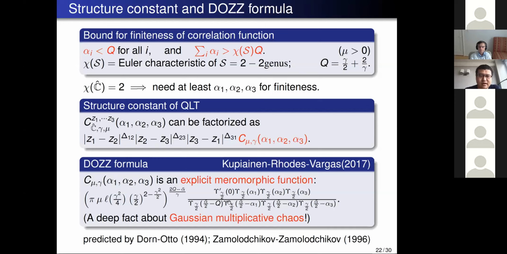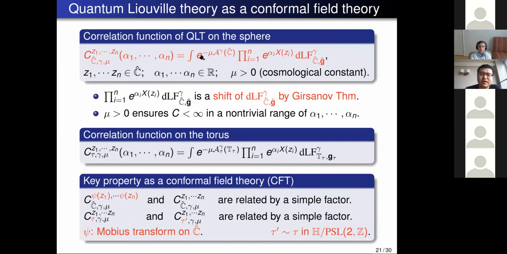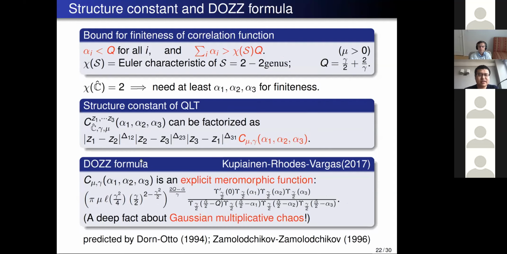This is a very deep fact about Gaussian multiplicative chaos, because if we look at the definition of this correlation function, the only non-trivial part is coming from here. Other than that, they are just Gaussian measures. This formula is called the DOZZ formula because it was previously predicted in physics by Dorn, Otto, Zamolodchikov, and Zamolodchikov.